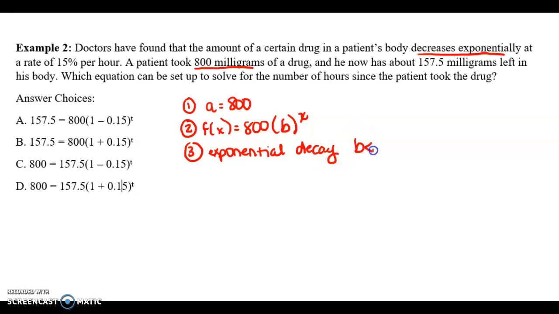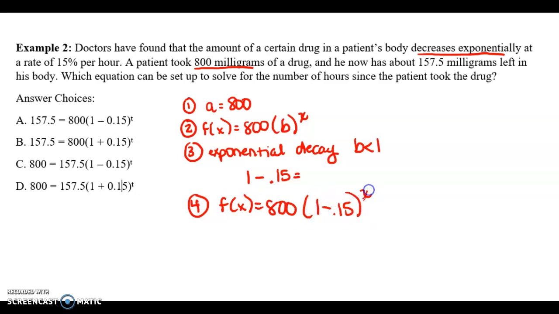Which means that B is going to be less than 1. So I'm going to take 1 minus that 15% as a decimal, 0.15, to get what I need here. And I'm just going to leave it like that because I know that is kind of how this is set up. And then substitute that into the general form. So f of x equals 800 times 1 minus 0.15 to the x power.